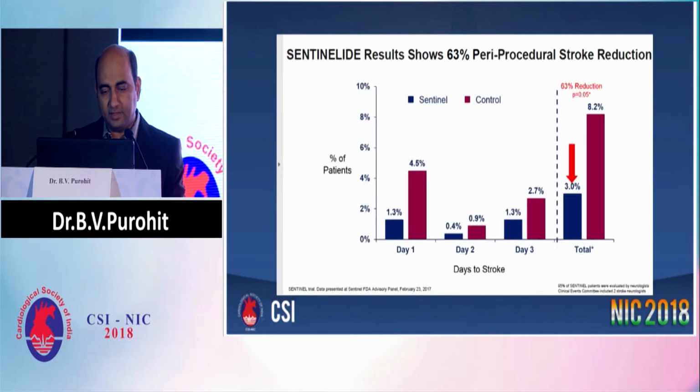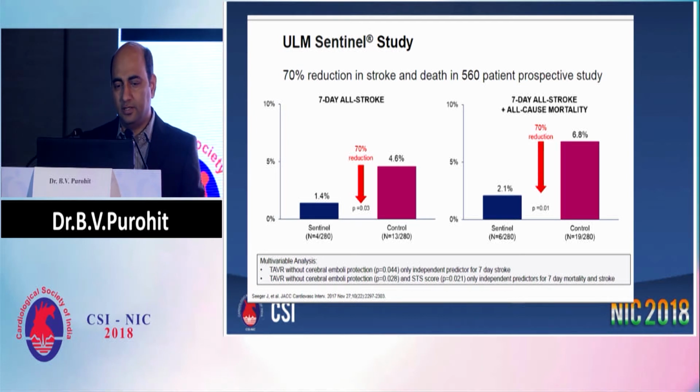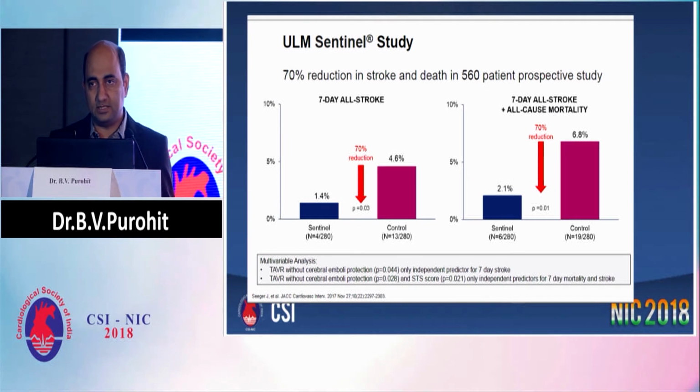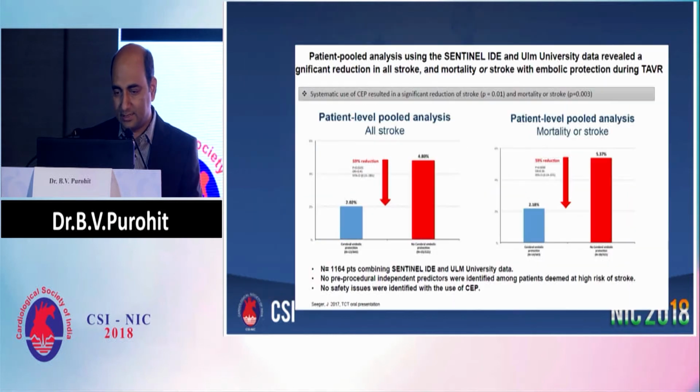If you look at the day-wise outcomes, in all three, the control group definitely had a worse outcome compared to the protected group. In the ULM Sentinel study, which was basically a single-center study from Germany, which had the highest number of 560 patients continuously evaluated, they found that the Sentinel group had only a 1.4% 7-day risk of stroke, and there was almost a 70% reduction in the stroke rate. The 7-day all-cause mortality and stroke rate was again reduced by almost 70%, which was statistically significant.